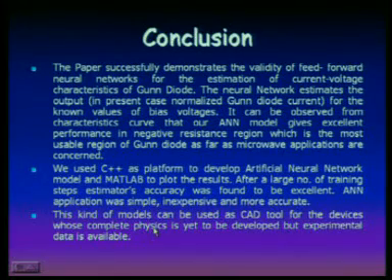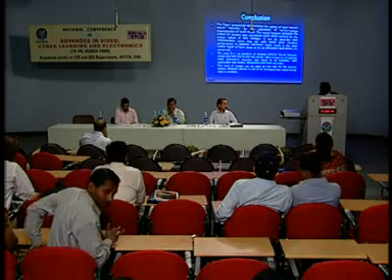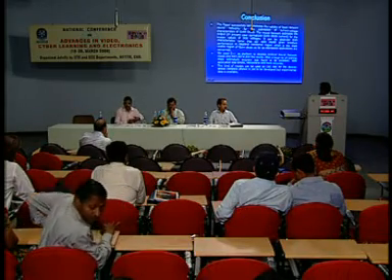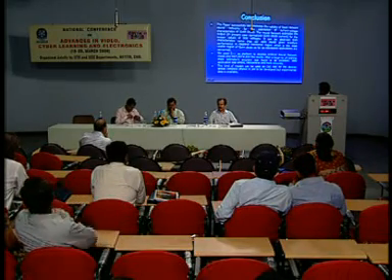Conclusion. The paper demonstrates the validity of a feed-forward neural network for the estimation of current-voltage characteristics of a Gunn diode. The network estimates the output for known values of bias voltage. It can be observed from the curve that the ANN model gives excellent performance in the negative resistance region. We used C++ as the platform to develop the ANN model and MATLAB to plot the results. After a large number of training iterations, the estimator's accuracy was found to be excellent.